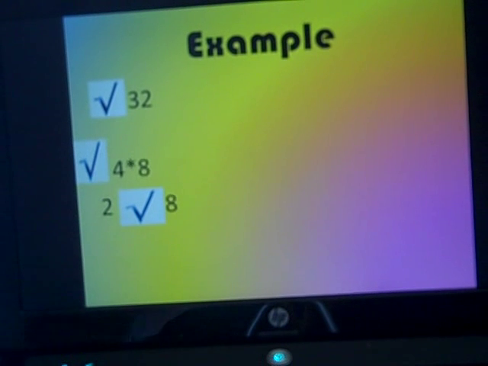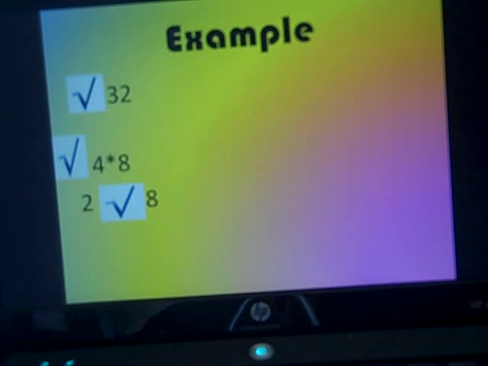Example. The square root of 32 equals the square root of 4 times 8. 2 times the square root of 8.